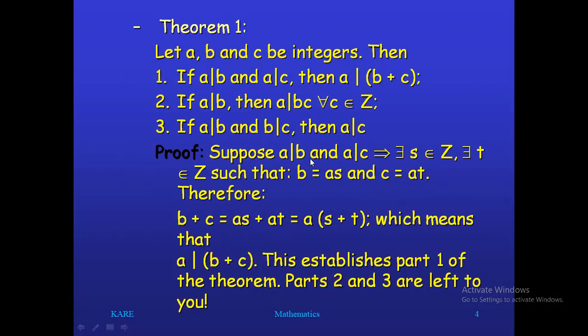Okay, since A divides B and A divides C, I'm able to write that B is equal to AS and C is equal to AT. Now next, just add these two terms, B plus C.